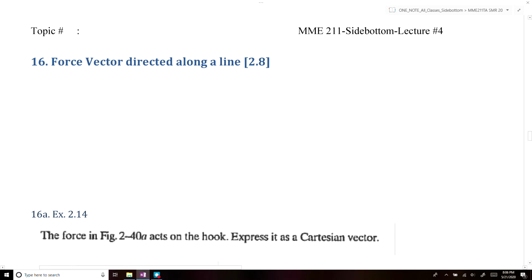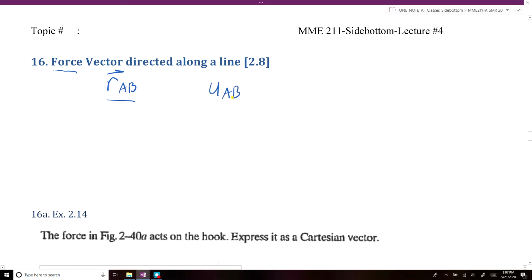So in this video, we're going to use our position vector that we defined in the previous video, RAB, in order to determine the components of a force that's directed along a line or from a single point to another point. So if we have our position vector RAB, we know we can calculate the unit vector UAB using RAB divided by its magnitude.